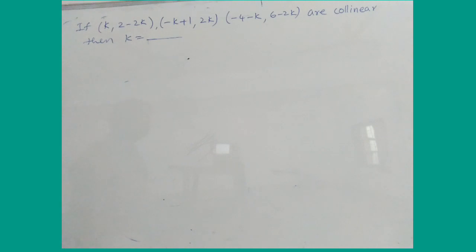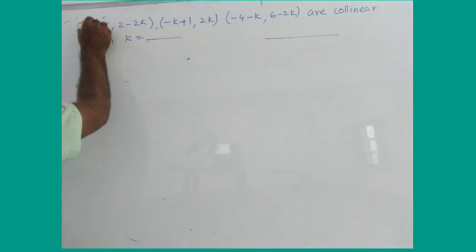So look at this. If the points (k, 2 minus 2k), (minus k plus 1, 2k) and (minus 4 minus k, 6 minus 2k) are collinear, then find the value of k.